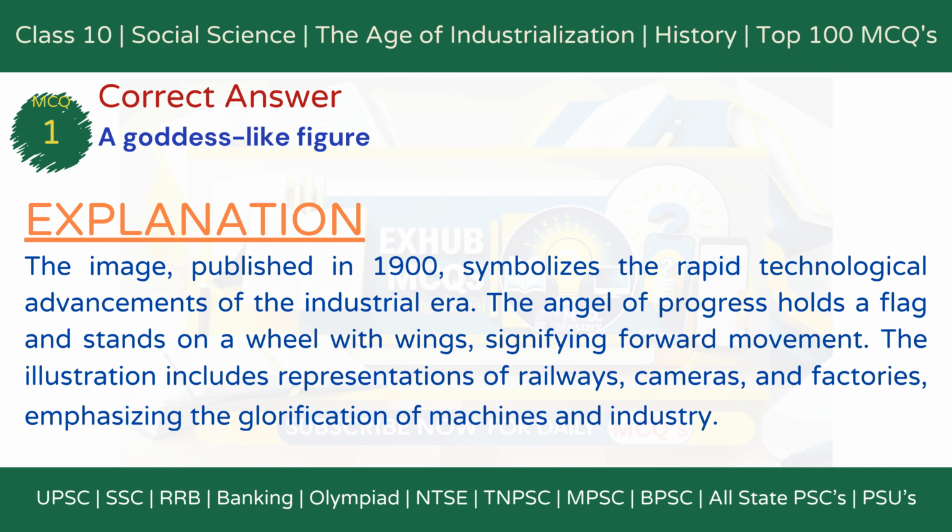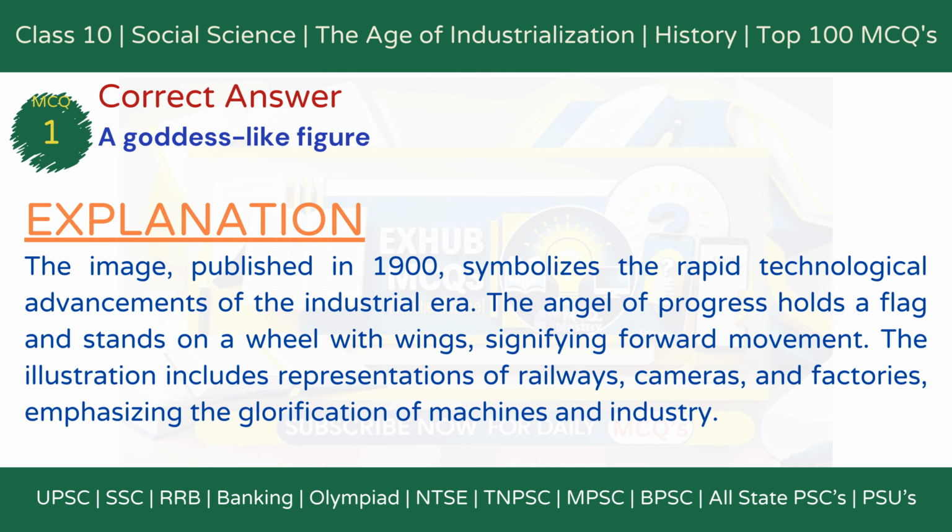The correct answer is option A, a goddess-like figure. Explanation. The image, published in 1900, symbolizes the rapid technological advancements of the industrial era. The angel of progress holds a flag and stands on a wheel with wings, signifying forward movement. The illustration includes representations of railways, cameras, and factories, emphasizing the glorification of machines and industry.